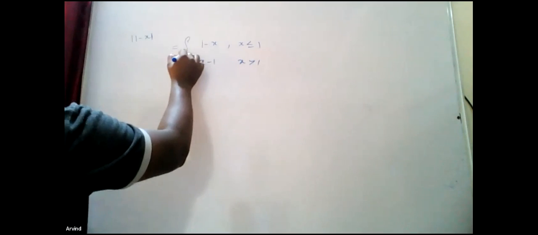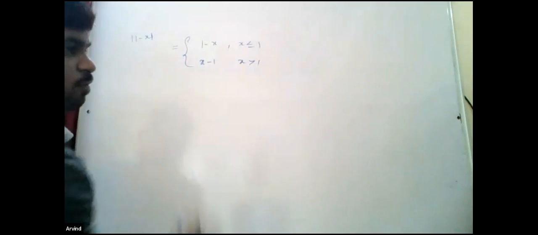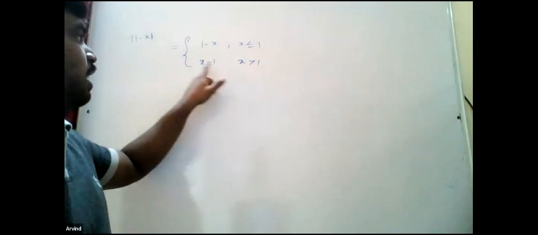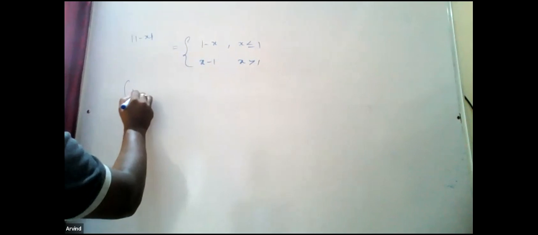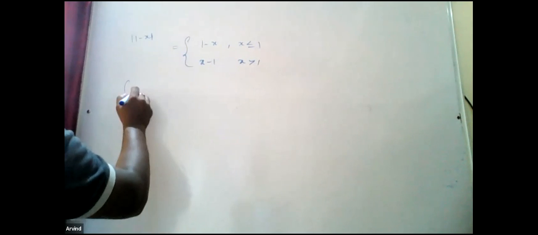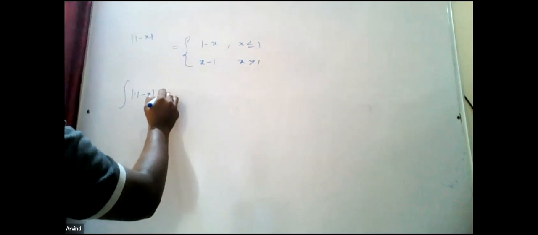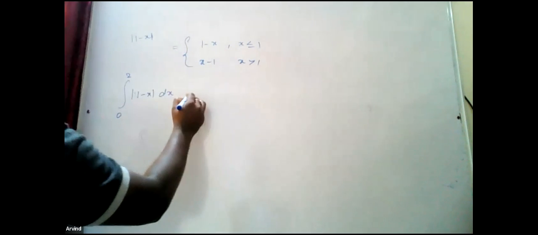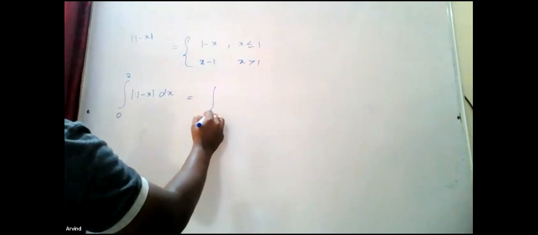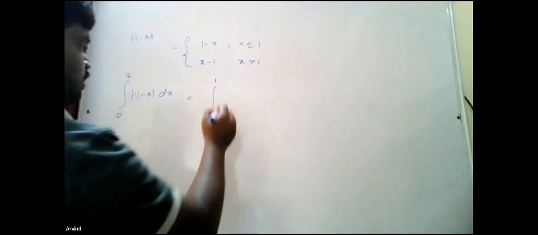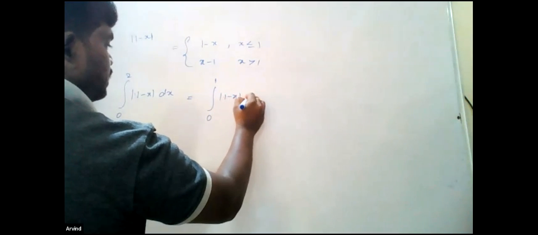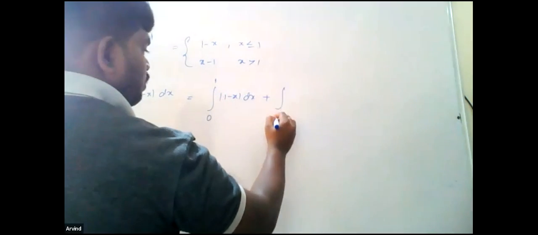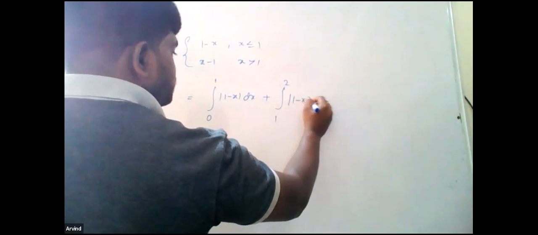Okay. Modulus of 1 minus x will become 1 minus x if x is less than or equal to 1. When greater than 1, it is x minus 1. Okay. Our question is integral of mod of 1 minus x dx, from 0 to 2. I can split this. I hope you guys know. I can write it as integral from 0 to 1 of modulus of 1 minus x dx, plus integral from 1 to 2 of modulus of 1 minus x dx.